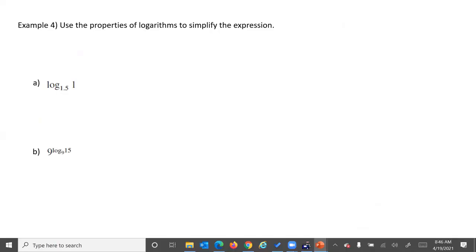That's log base 1.5 of 1. And then that little 9 there is the base, and then log base 9 of 15 is in the exponent itself. So we've got to do that.